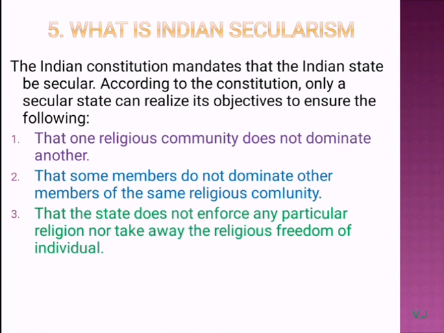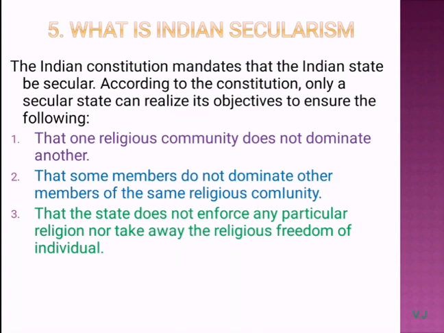Here, the first point: one religious community does not dominate another. Just before, we already discussed that in any country we can find more than one religious group. We can see one religion is more populated than another, which means one religion is a major religion and we can find a number of minor religions. In a secular state like India, all religions are equal. Here we cannot see the domination of any one religion over other minor religions.